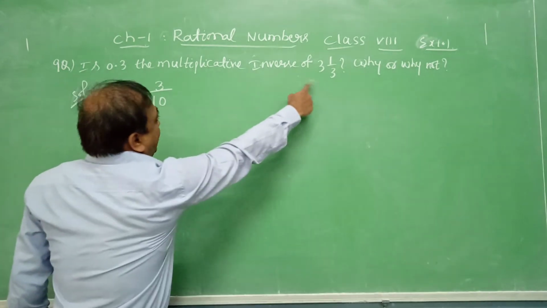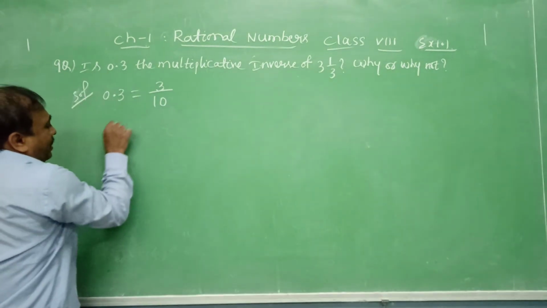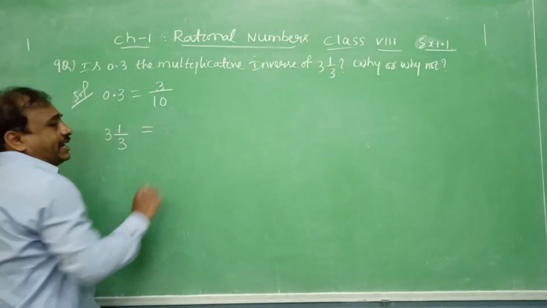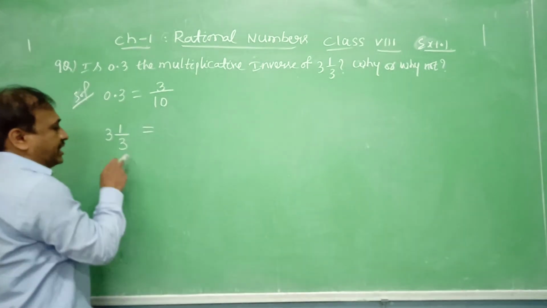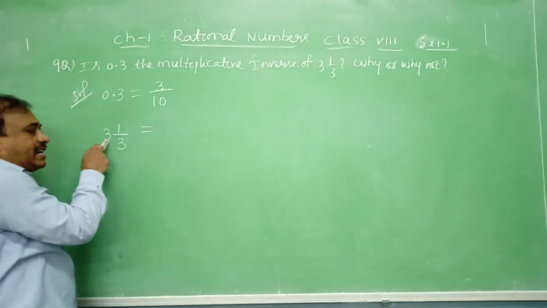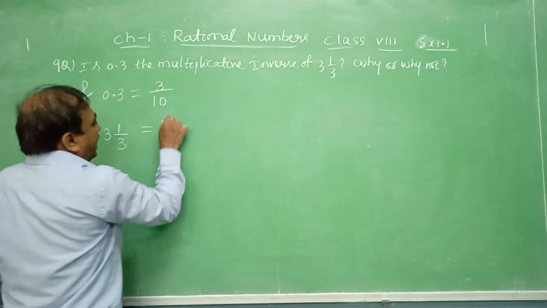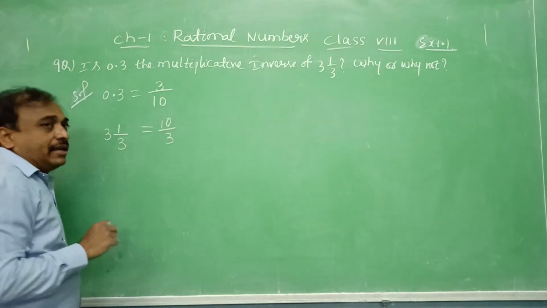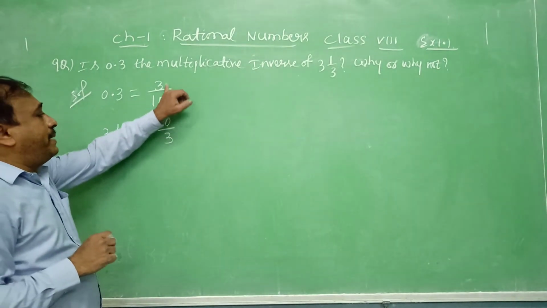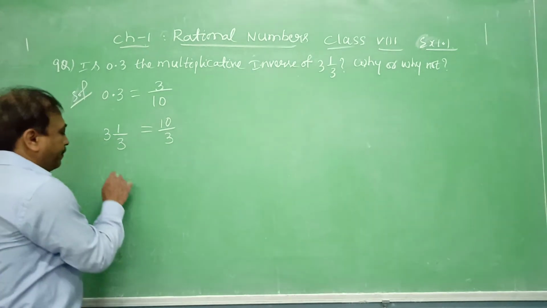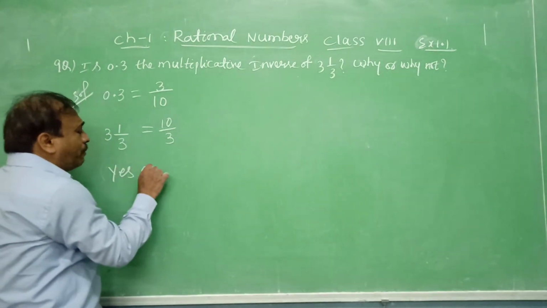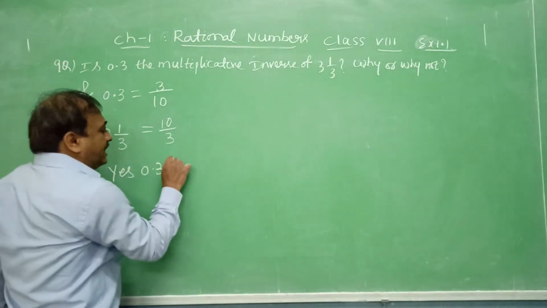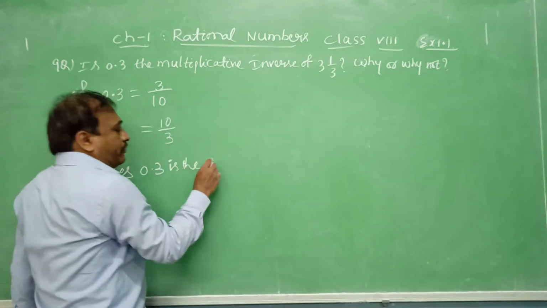Now convert this 3 1 by 3 into an improper fraction, which is the rational. 3 3s are 9, 9 plus 1, 10 by 3. Now you observe 3 by 10 and 10 by 3. Yes, 0.3 is the multiplicative inverse.